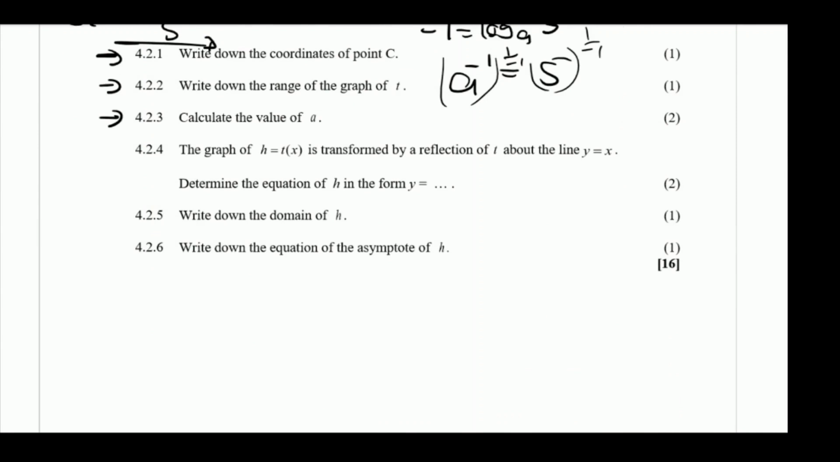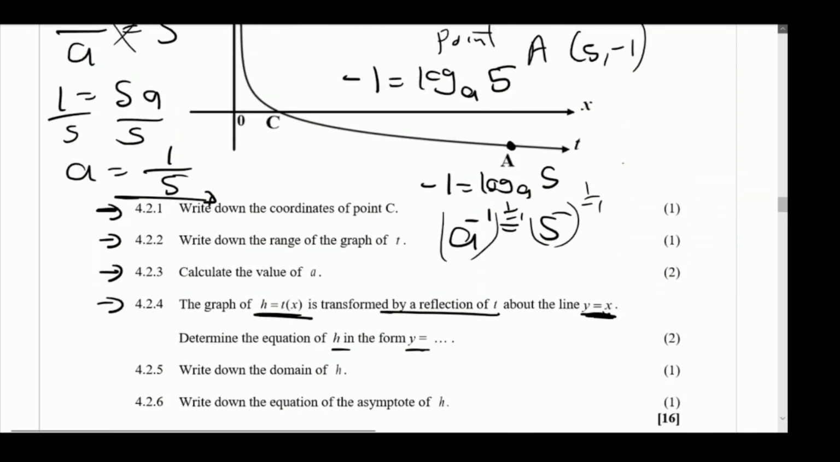So now we are looking at 4.2.4. It says that the graph of h, which is equal to t of x, is transformed by a reflection of t about the line y is equal to x. So the original graph is transformed. We are required to write down the equation of h in the form y is equal to. So this is what's happening here.